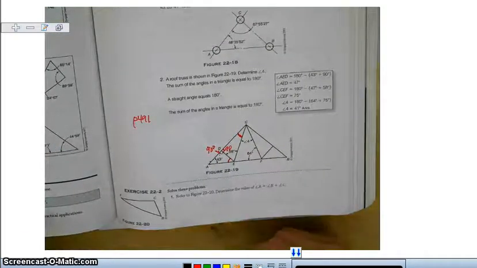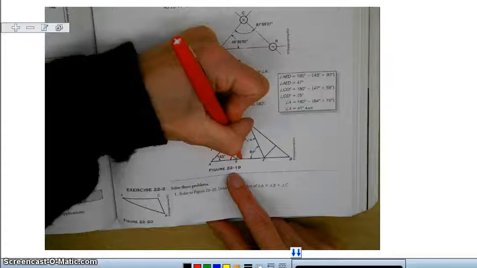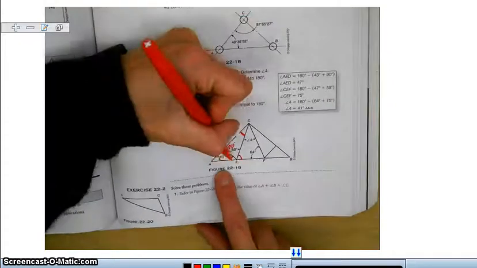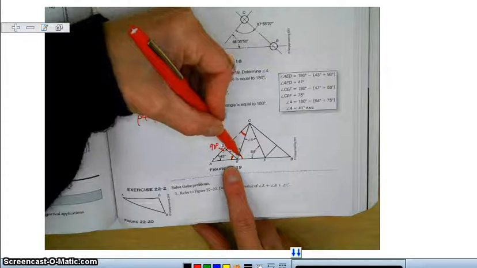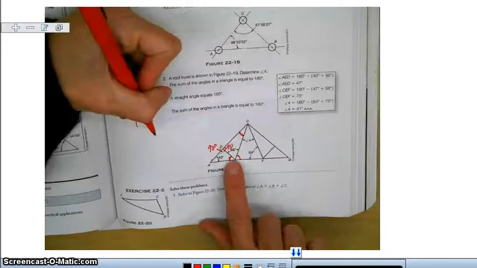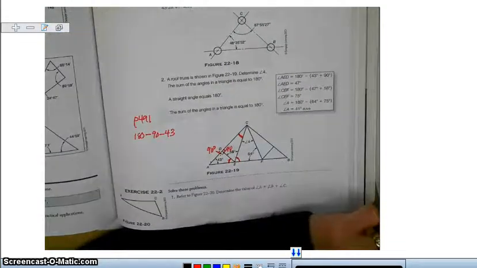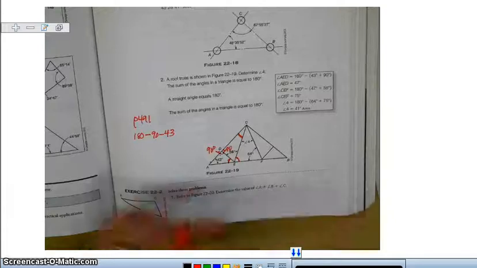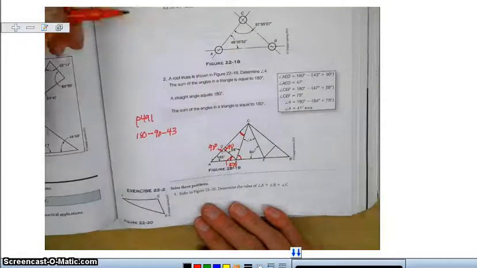So let's see if I can find this angle right here. In order to find that, I'm going to need to find this angle. So to find this angle, I need to find this one, and then I know that these three, this one and this one, add up to 180. So the first thing I'm going to do is find this angle right here by taking 180 minus 90 minus 43. So 180 minus 90 minus 43 is 47. So this angle down here is 47 degrees.